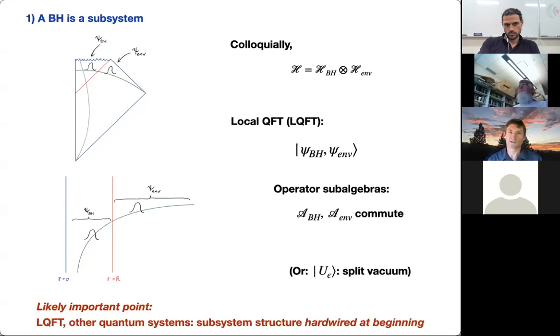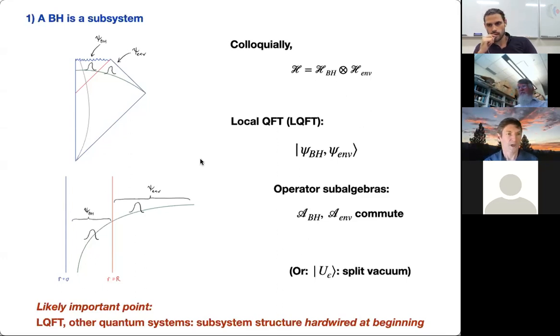At a more formal level, one often speaks of there being operator subalgebras. And again, this is at the level of local quantum field theory. Operator subalgebras that commute, that correspond to things that create or measure excitations either in the black hole or in the environment. There's also a way of doing something like a factorization involving the split vacuum. I won't talk about that. That requires some modification of the state, but at least that gets us back towards this more familiar story.